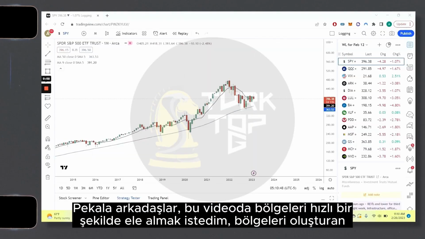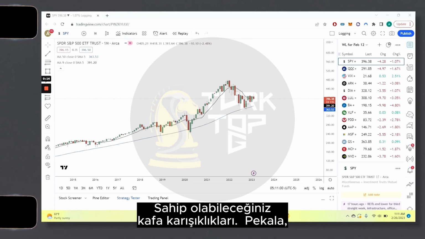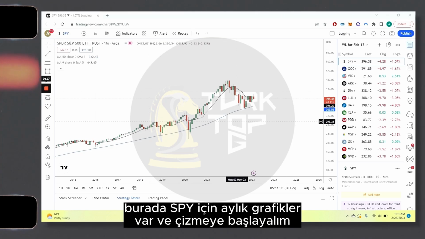Alright guys, in this video I wanted to quickly go over zones. What makes a zone? When can we have a box for a zone instead of an exact price level, and all those confusions that you guys might have had. Alright, so here I have the monthly chart for SPY, and let's start drawing out some zones.